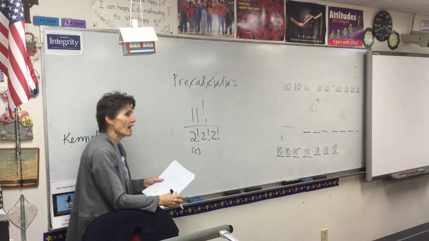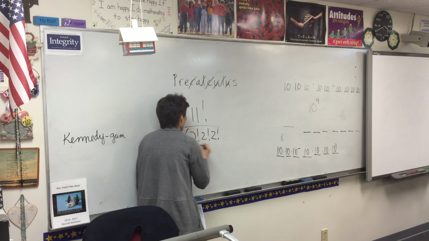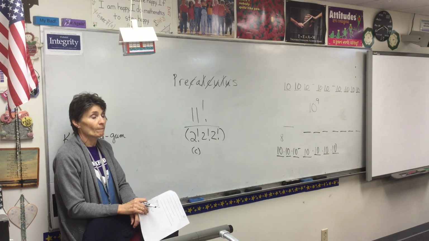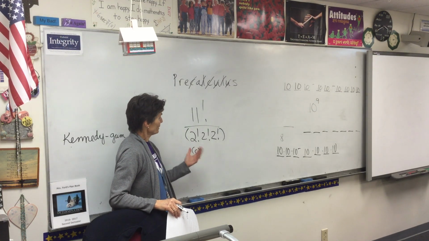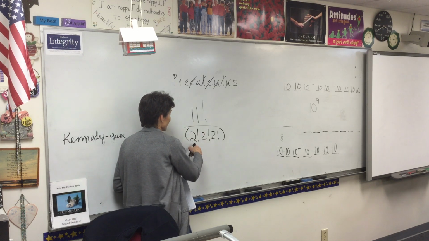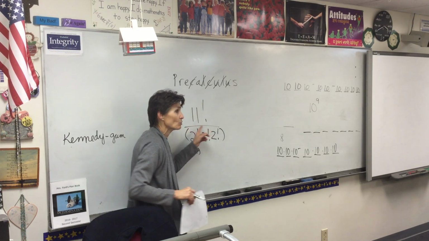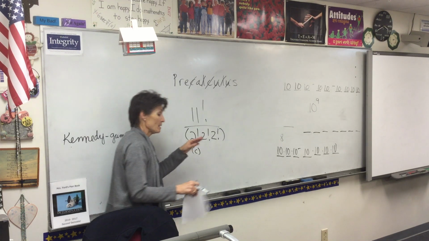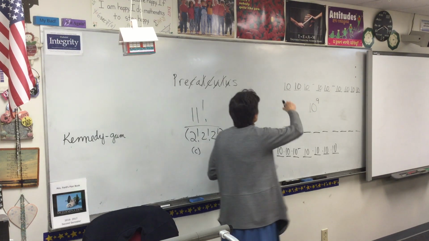When you type this into your calculator, you're going to type 11 factorial divided by parentheses 2 factorial, 2 factorial, 2 factorial. Or, if you want to simplify it, you can figure out what 2 factorial is. What's 2 factorial? 2. It's 2 times 1. So you're really dividing by 2 times 2 times 2, which is 8. So 11 factorial divided by 8. You're always welcome to do that. Now, the next question. Let's talk about Mississippi.